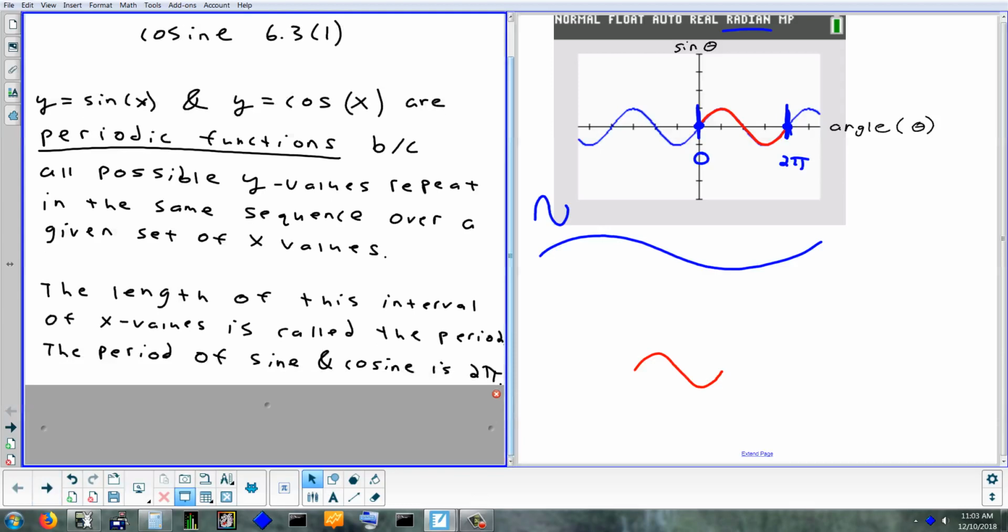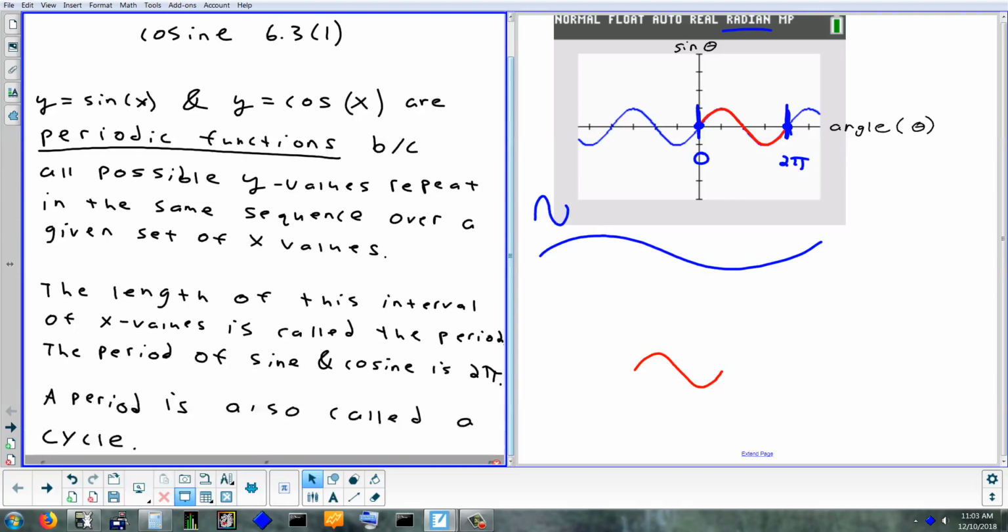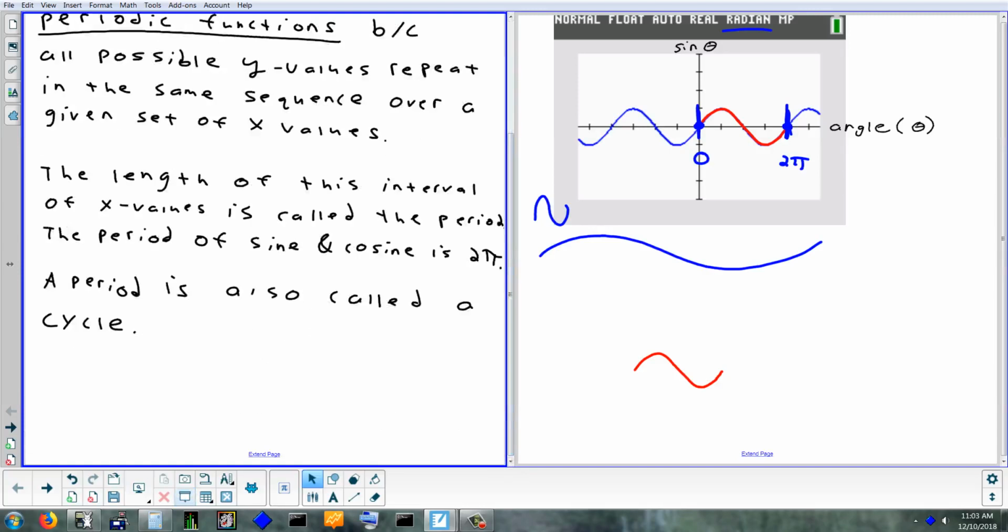But for sine and cosine, one period is usually good enough. And the basic period, if you don't mess with it, you don't stretch it or compress it, you just graph it just like I did, just the basic function. The basic period is always 2 pi radians, or 360 degrees. That's how much your angle has to go through before your graph starts repeating itself. And the other name, I already mentioned this, but a period is also called a cycle. We usually call it a period, but cycle is used.